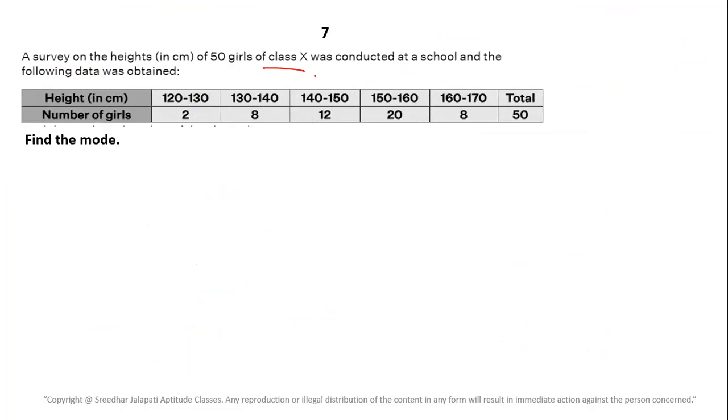So you're asked to find the mode of this data. Now, first of all, these are called class intervals. Let us analyze the data.